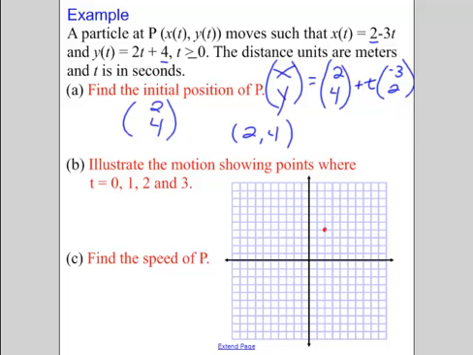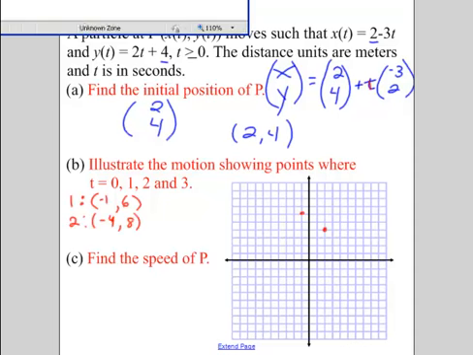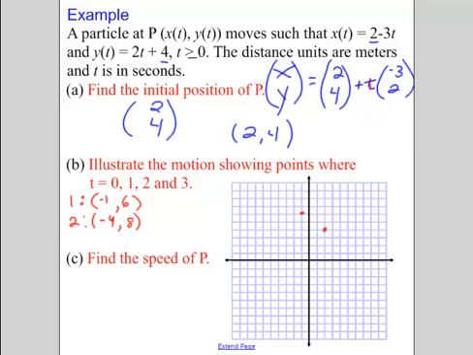When time is 1, you're plugging a 1 now in for t. When time is 1, it's -1, 6. When time is 2, it's -4, 8, and then when time is 3, it's -7, 10. So that's the direction it's moving. It starts when t equals 0, and it continues in this left and north direction.